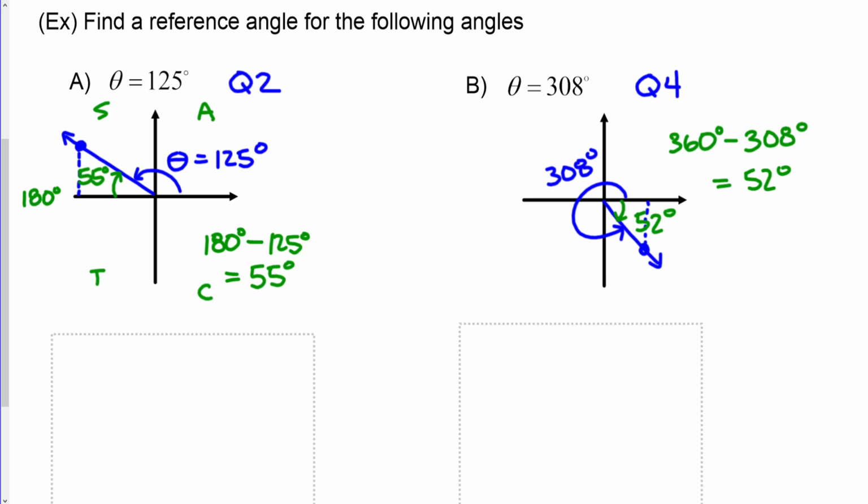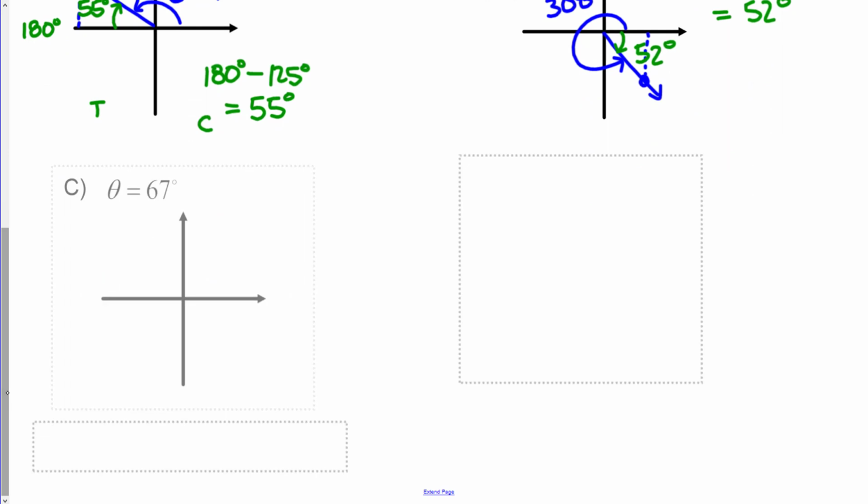So that reference angle, if I calculate sine of 308 and sine of 52, I'll get the same numeric value, but they might be different in positive versus negative. Okay? 67 degrees. The nice thing about quadrant 1 is that the reference angle and the angle itself are the same. So you don't have to do any transformations for quadrant 1. Everything's very straightforward there. So that's nice.